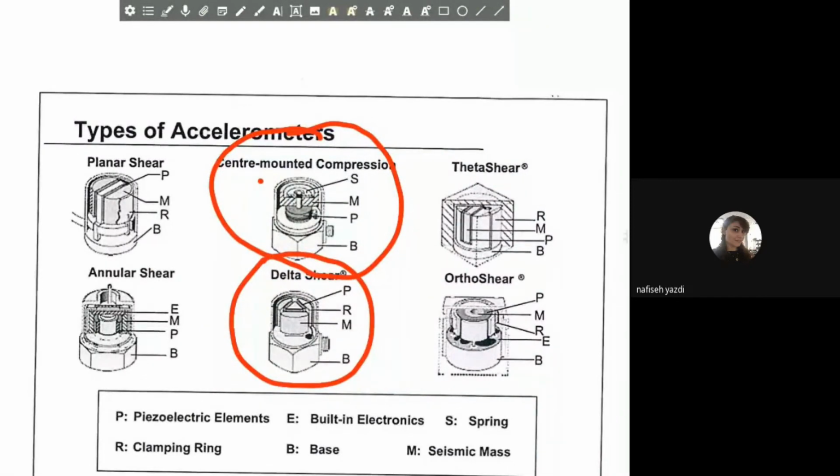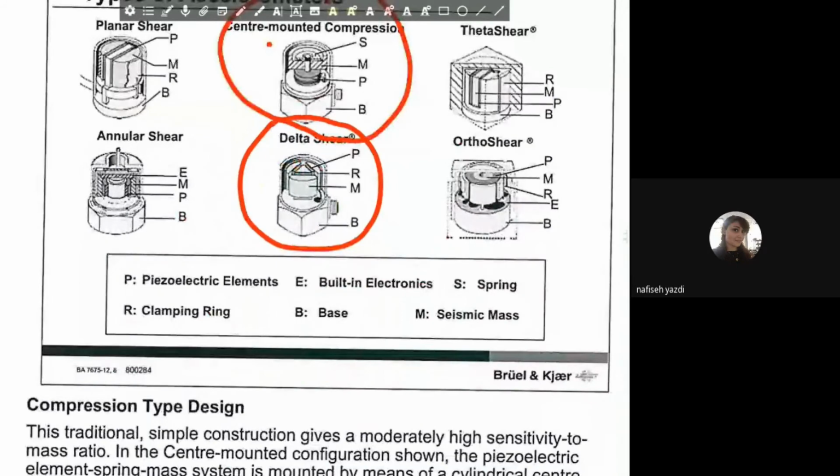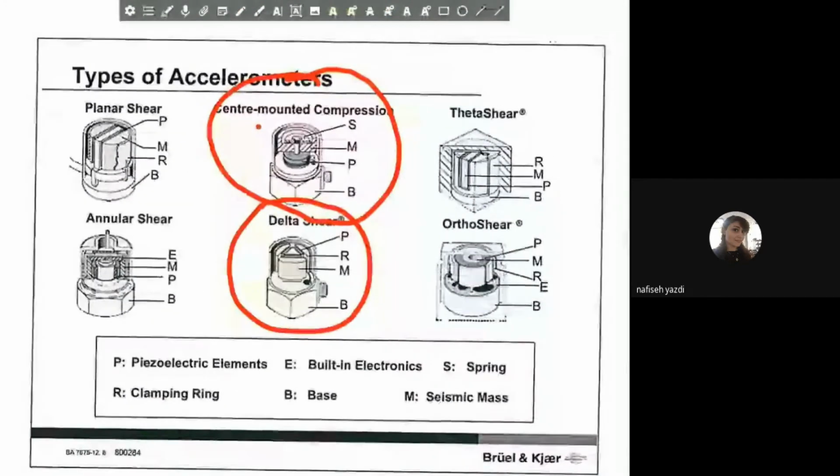And the cost of that, the delta shear, is about, let's say, 1,000 euros plus VAT to me. If you're going to buy that on your own, maybe you have to consider a little bit more money. So that is for the simple one. If you go to more accurate, more precise, then you have to increase the cost a lot. The other configuration is the theta shear, and the annular shear.